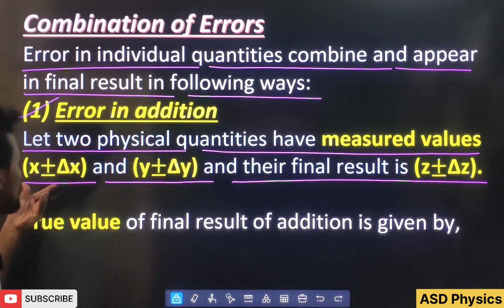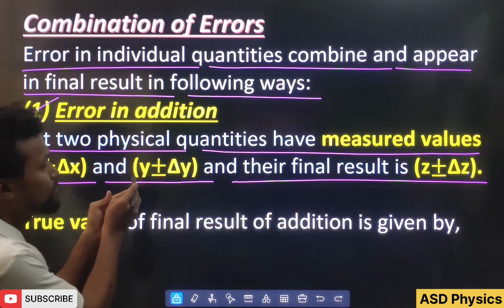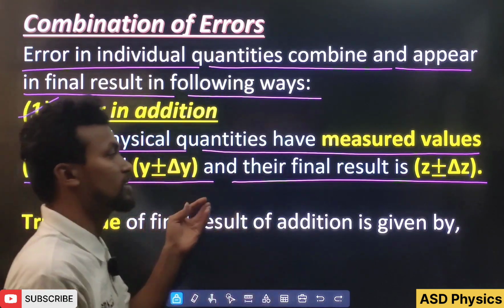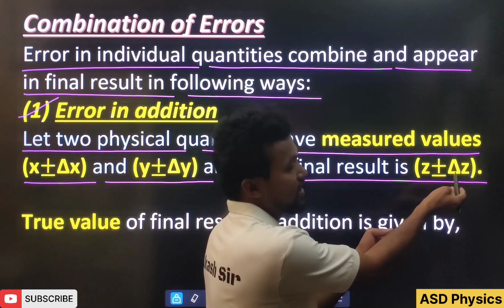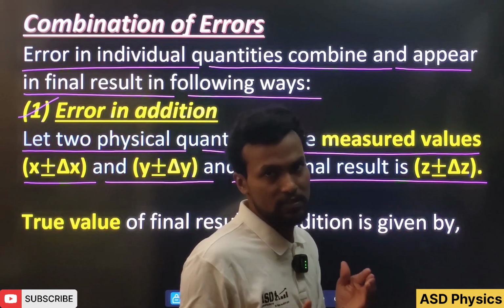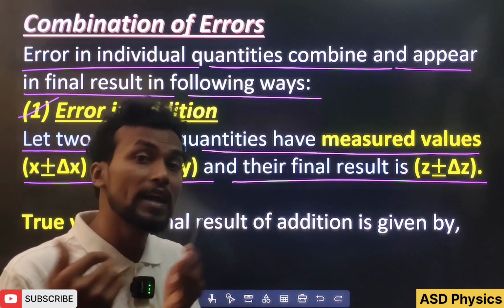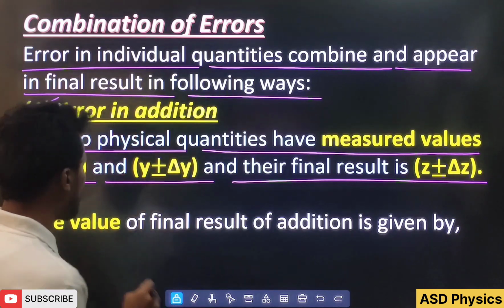Okay, so kindly remember that here x is the true value, delta x is the absolute error, we can even say mean absolute error also. Similarly, y is the true value in the second quantity and delta y is the absolute error, and in the result, z is the true value of the result and delta z is the absolute error in the result. Okay, so we will see this separately, one for the true value and then for the absolute error.